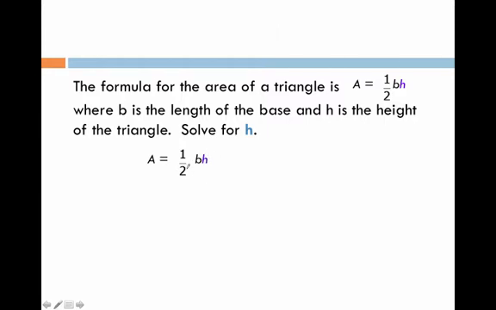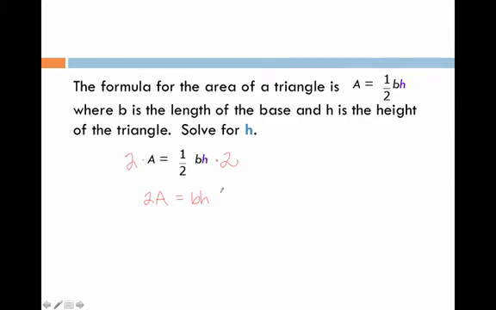Well, I'm going to have to undo what's already there. I've got a 1/2 in my way. So the first thing I'm going to do is divide by 1/2 or multiply by the reciprocal, being 2. So I'm going to multiply by 2 on both sides. So I get 2A equals bh. So these 2's cancel out. I have bh left over here, and I've got 2A on the other side of the equation.